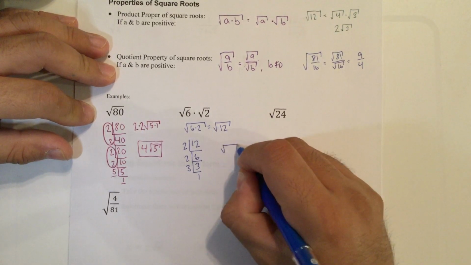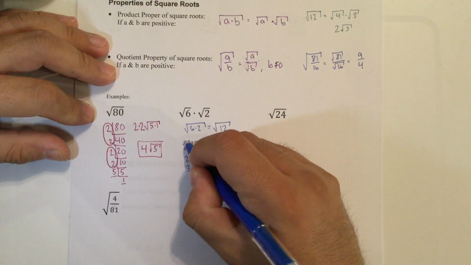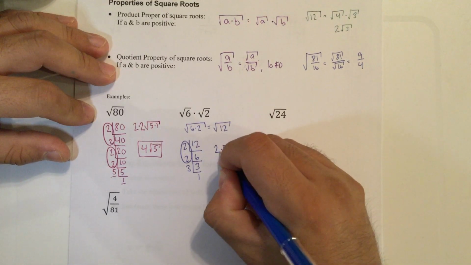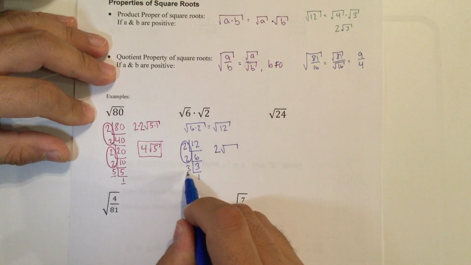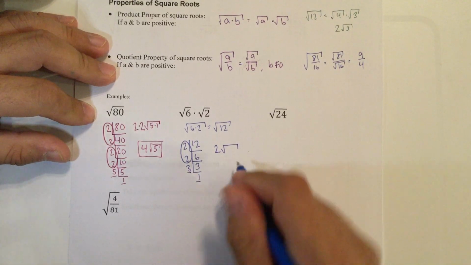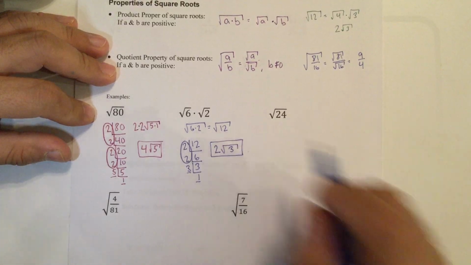We're going to draw a radical sign, and we're looking for pairs again. So again, I see a pair of 2s, and my pair comes on the outside as 1. And whatever I didn't circle, I'm going to underline. I'm going to multiply that together. 3 times 1 is 3, and it goes back inside the radical. So my answer here is 2 radical 3.